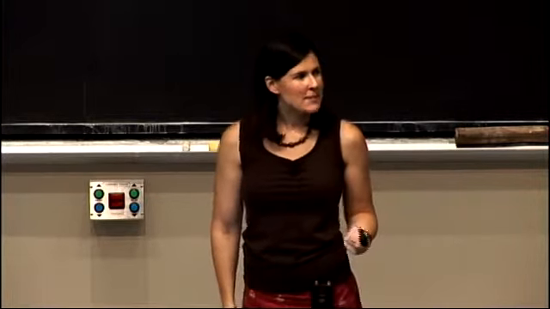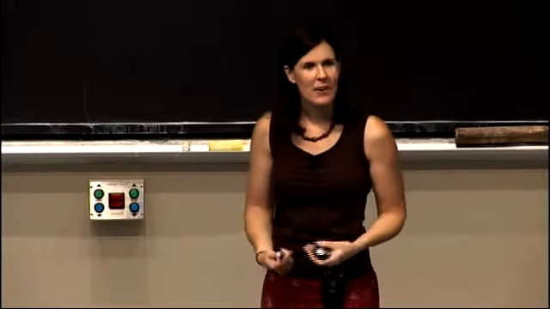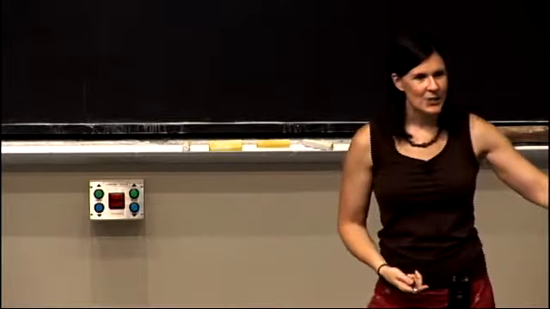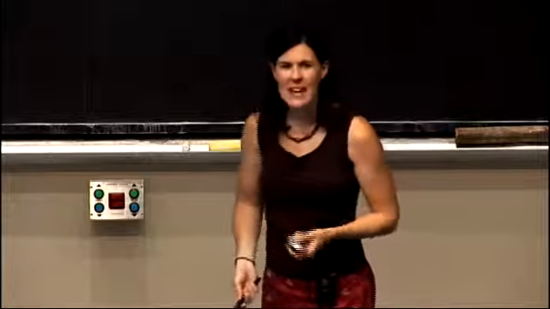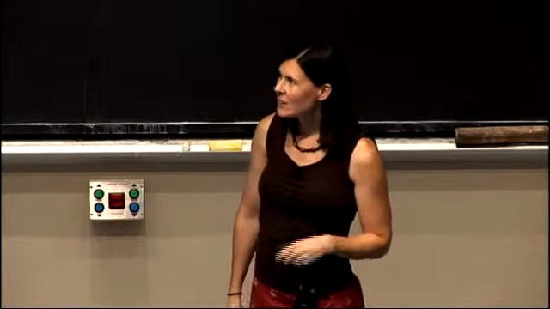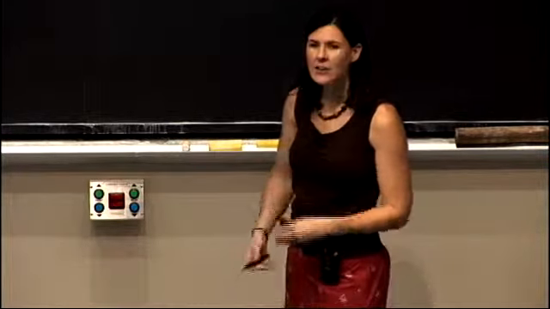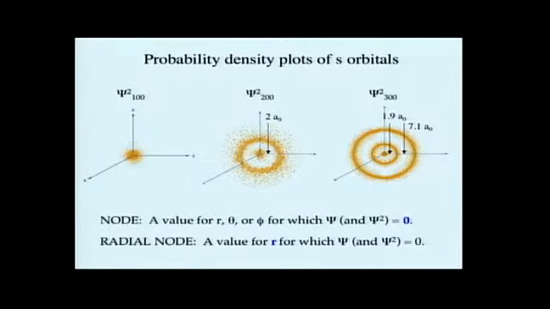We can also specify what kind of node we're talking about. We'll introduce angular nodes in the next course, but today we're just going to be talking about radial nodes. And a radial node is a value for r at which psi, and therefore also the probability psi squared, is going to be equal to 0.